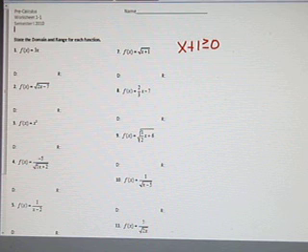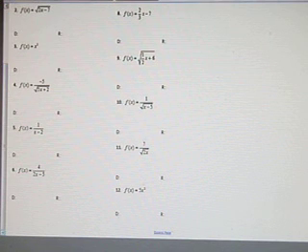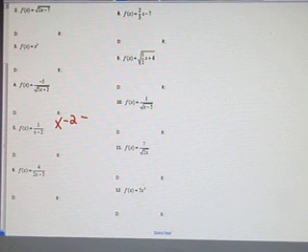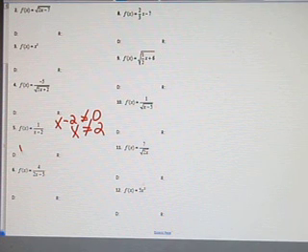So let's look at problem number 5 here. Problem number 5 says we have 1 divided by x minus 2. Well, that denominator cannot be 0. So x minus 2 can't equal 0, which means x can't equal 2. That's my domain. X can't equal 2.